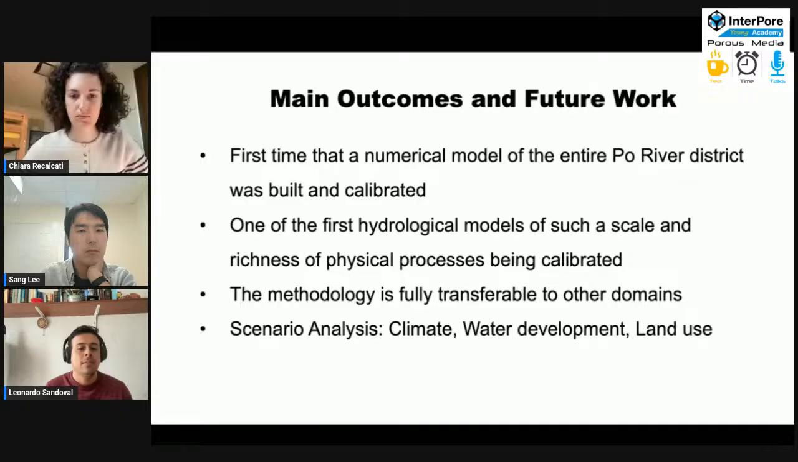Right now, we have a model that works and a model that is calibrated. So now we want to use this model, and for this, we want to conduct some scenario analysis. We want to know what is going to happen in the Port River district under different climate change conditions, different water development scenarios, and different land use scenarios. And that's what we are doing right now. So yeah, that was the story that I wanted to present today. Thank you very much, and I will be happy to answer any questions that you may have.